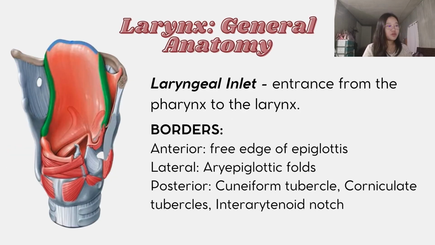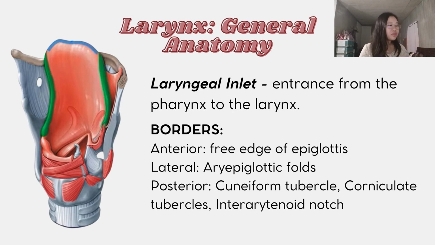For the anatomy, as you can see, this is the general anatomy of the larynx. This is the laryngeal inlet, and it is the entrance from the pharynx to the larynx. So from the pharynx to the larynx, this is the main entrance, or dito talaga yung meeting place nila. Yung bukas, yung entrance to the larynx.